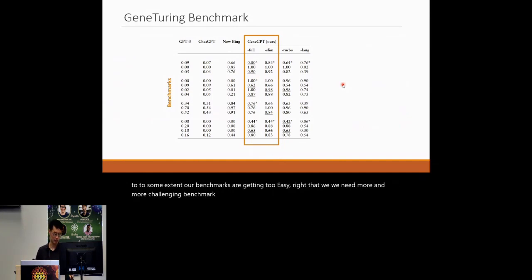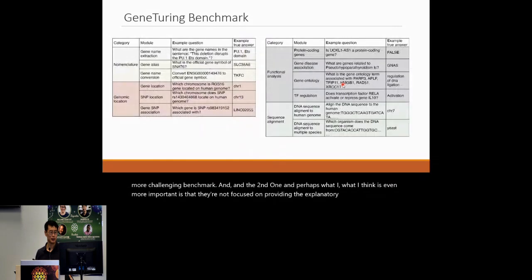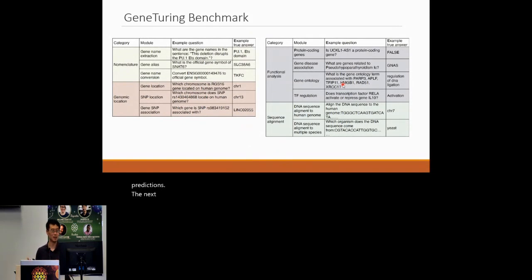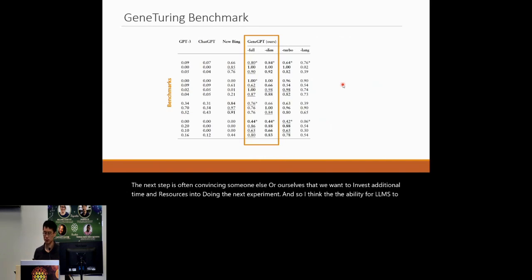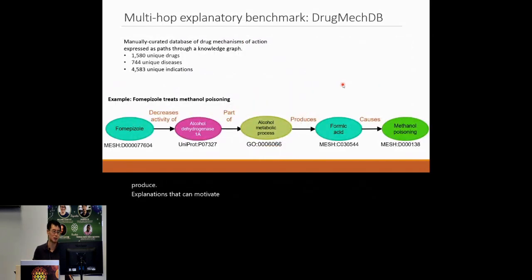And the second one, and perhaps even more important, is that they're not focused on providing explanatory reasoning. These are all assessing whether the LLM got the answer right. But as we know, when we think about our role in the research ecosystem, when we make computational predictions, the next step is often convincing someone else or ourselves that we want to invest additional time and resources into doing the next experiment. And so I think the ability for LLMs to produce explanations that can motivate those next experiments is really important.